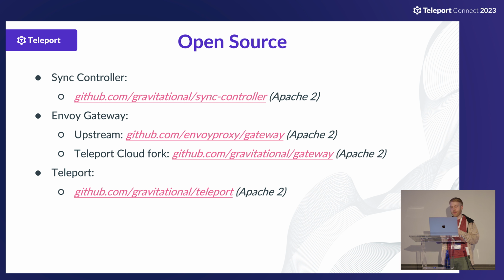It doesn't provide the Teleport management pieces, but I think it's a really useful tool for managing multi-region, multi-cluster Kubernetes deployments. We also have a fork of Envoy Gateway that adds some extra stuff around TLS routing and ALPN routing that we put in. And of course, Teleport itself is open source as well.